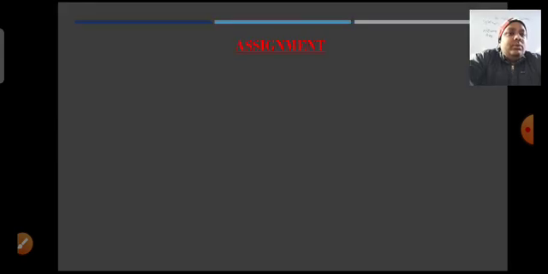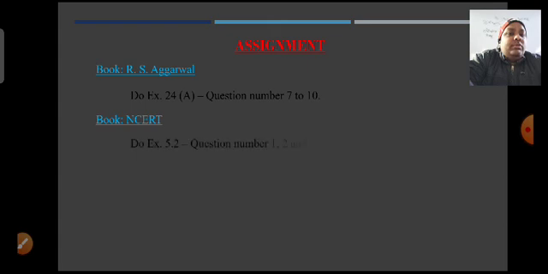Okay, so students, now you have to do some assignment work at your home. In the Adarsh Rawal book, you have to solve exercise 24A, questions number 7 to 10. And in the NCERT book, you have to solve exercise 5.2, questions number 1, 2 and 4. Okay students, so thank you.